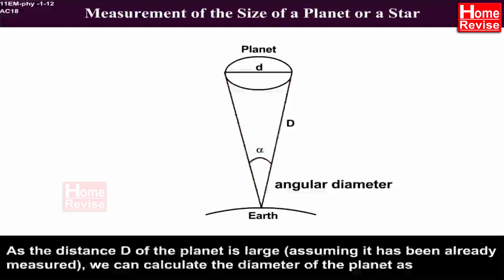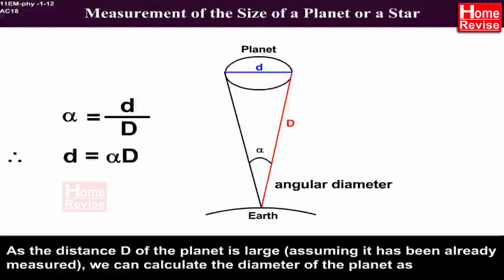As the distance capital D of the planet is large, assuming it has already been measured, we can calculate the diameter of the planet as alpha is equal to small d upon capital D. Therefore, small d is equal to alpha times capital D.